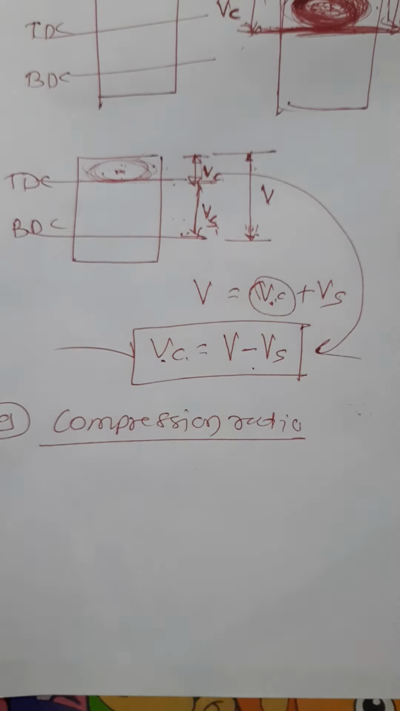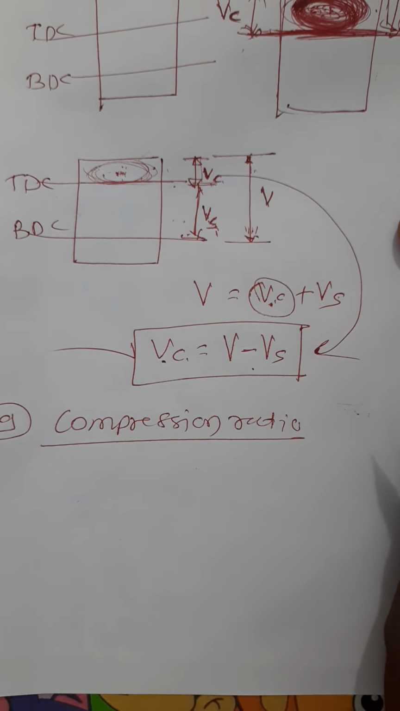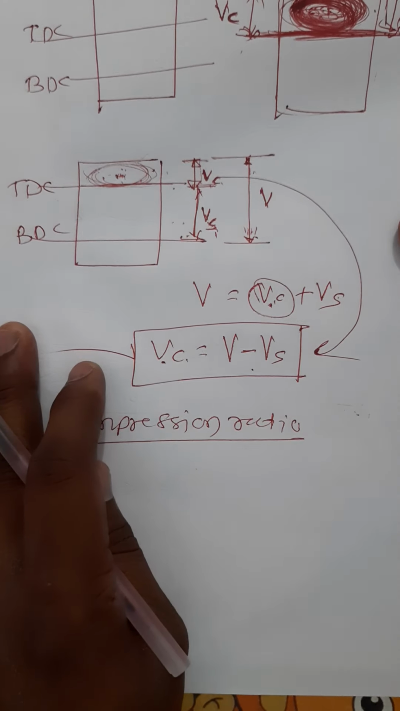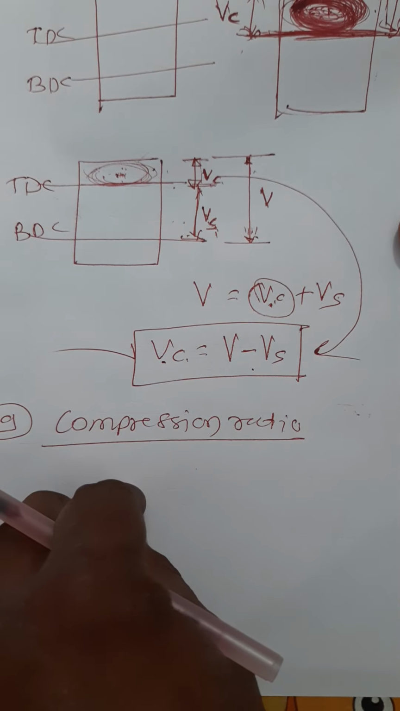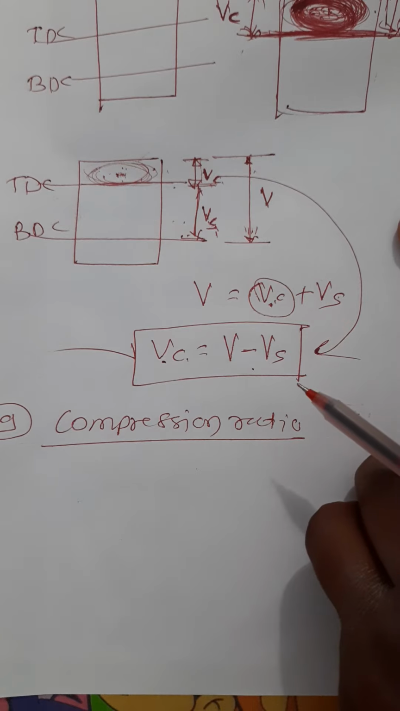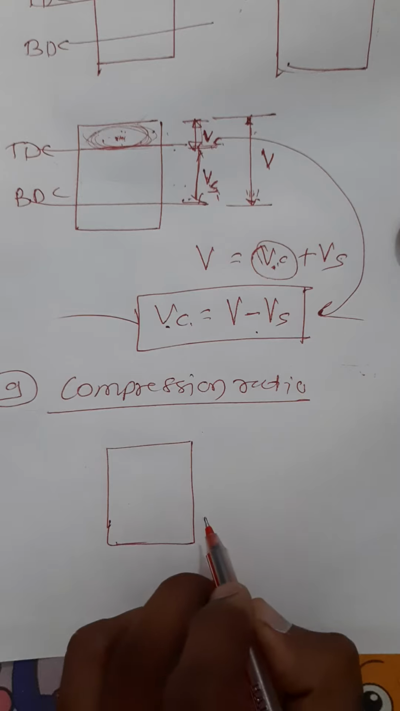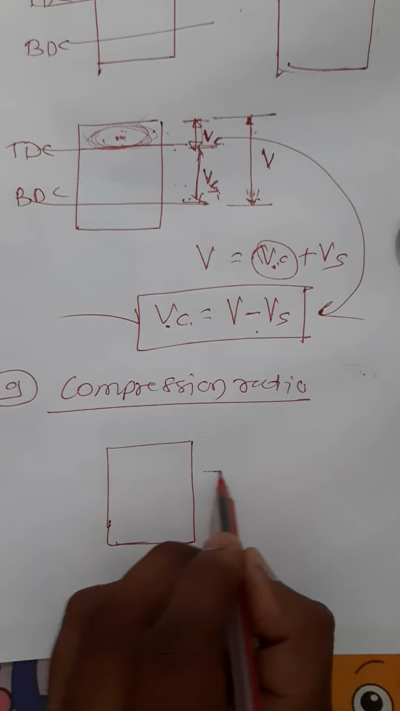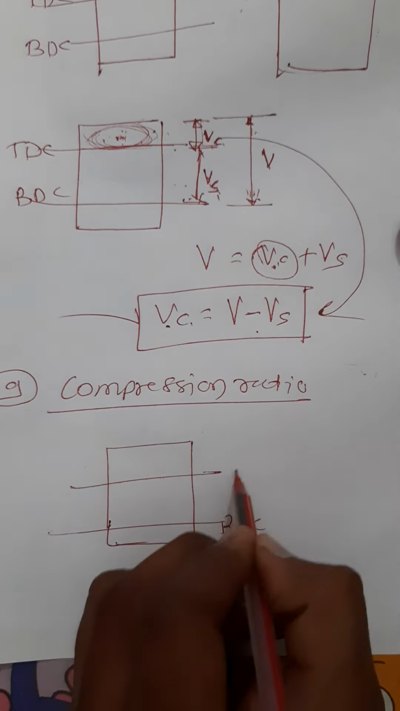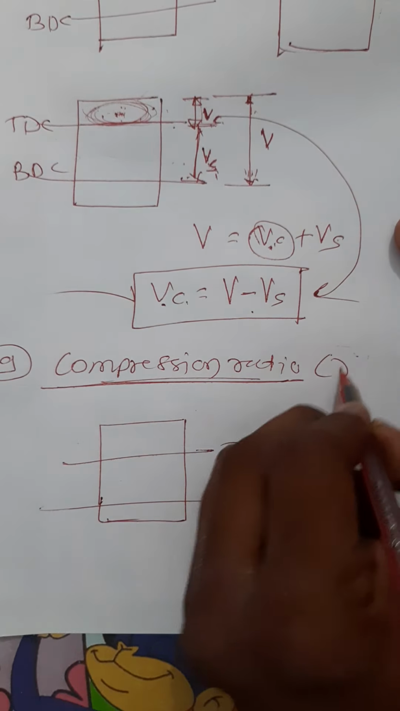It is very simple. Compression ratio exists for the petrol engine as well as for the diesel engine. The spark ignition engine also has a compression ratio, because you know the compression stroke is there in our petrol engine also, and in our diesel engine also. So see my dear students, assume this is the cylinder. Yes, you know this is BDC, and this is TDC. So this compression ratio is expressed by this gamma.